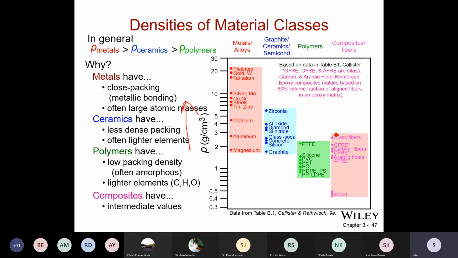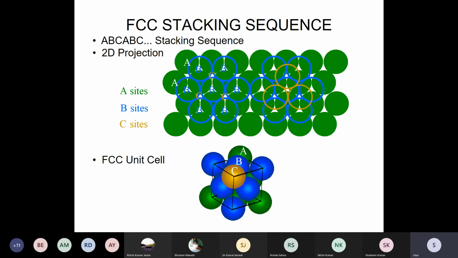The question is, why do metals have higher density? Because they have close packing of atoms, metallic bond, and often large atomic masses. Ceramics have less dense packing of atoms in the unit cell and often lighter elements. Polymers have low packing density. Quite often they are amorphous and consist of lighter elements like carbon, hydrogen, oxygen. And composites, depending upon the constituent materials, fall in an intermediate range. Any question?